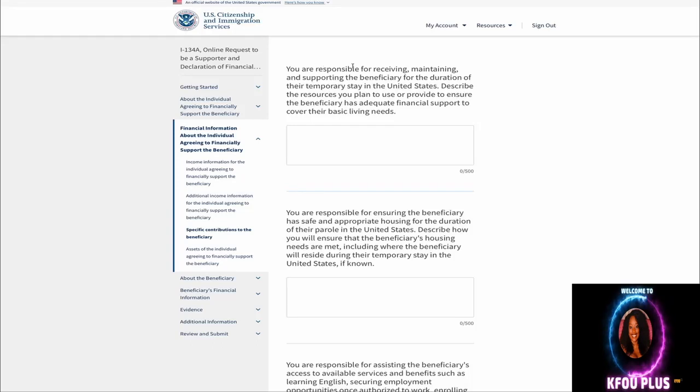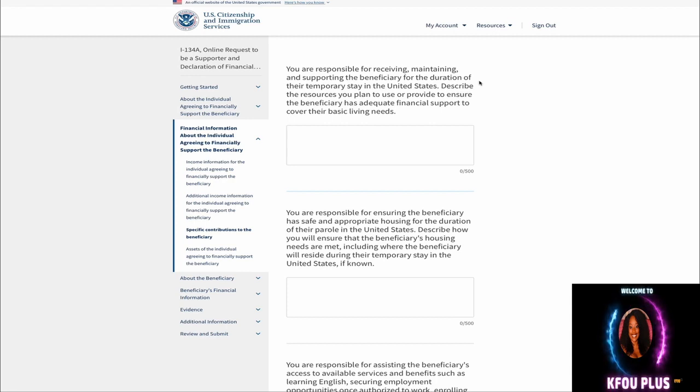Okay, next question. You are responsible for receiving, maintaining, and supporting the beneficiary for the duration of their temporary stay in the United States. Describe the resources you plan to use or provide to ensure the beneficiary has adequate financial support to cover their basic living needs. So, as I read, this part is basically asking what resources you specifically have to ensure that the person coming to your home will be equipped with financial support or basic living needs. And this is the most important part of the application, the meat and the potatoes, okay?